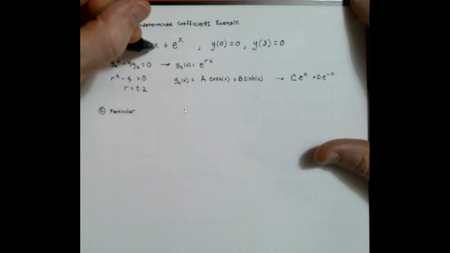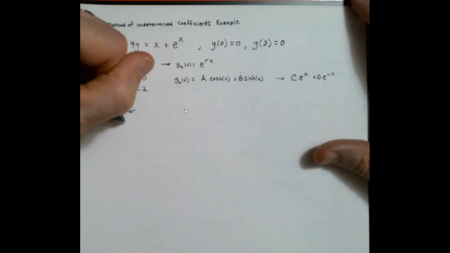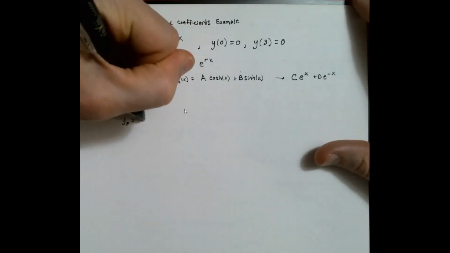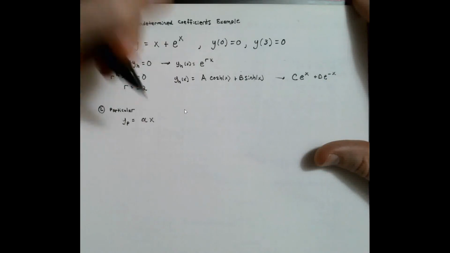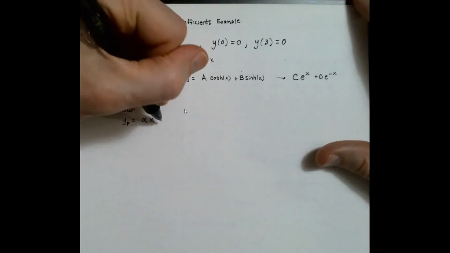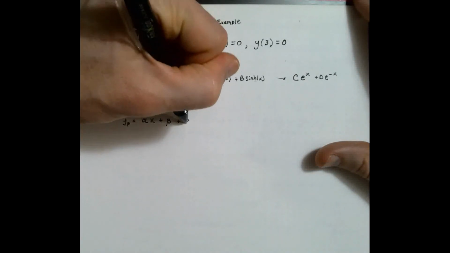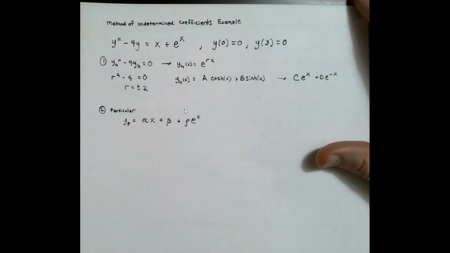But because I see an x and because I see an e to the x, I'm going to guess that the particular solution is some form of alpha x plus, I'm going to put a constant here, and then plus, I'll do rho e to the x.